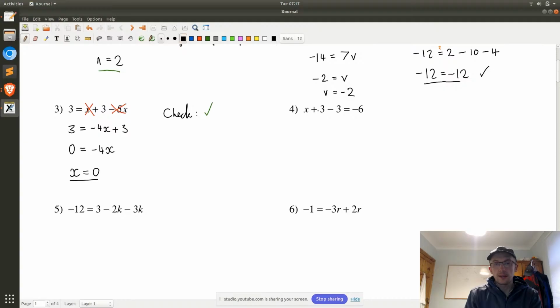Over here, x add 3 take 3 equals -6, plus 3 take 3, that reduces to nothing, so x equals -6, and we're done.